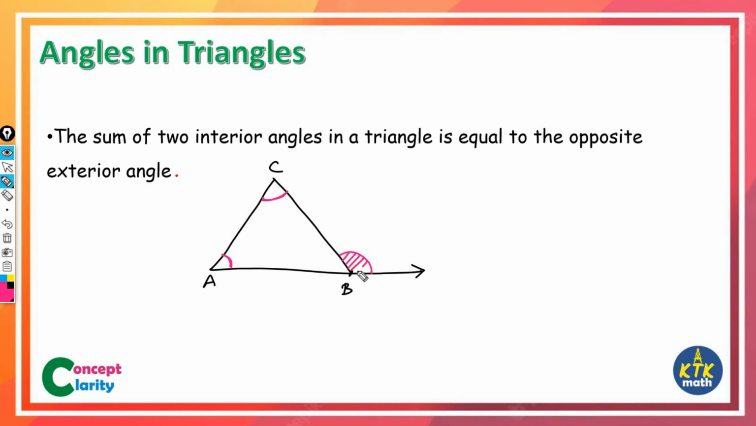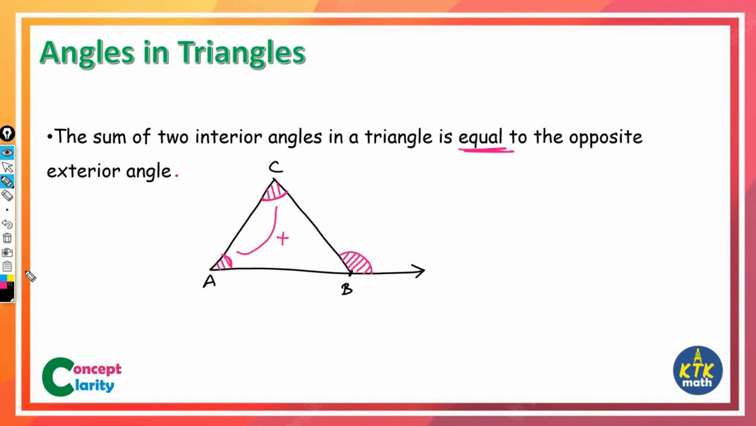Okay, exterior angle. Now try to understand what I am saying. Listen carefully. Whenever you are adding these two interior angles, it would be exactly equal to the exterior opposite angle. See, I am not extending the A side, I am not extending the C side, I am extending the third vertex B side to the exterior. That sum would be equal.